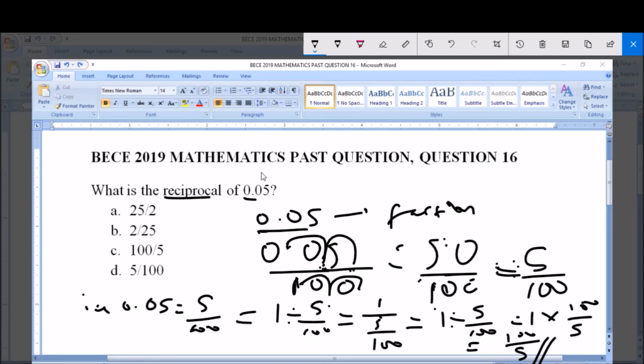This is the reciprocal of 0.05. And from the options here, you can see C corresponds to our answer. So our answer is C, 100 all over 5.